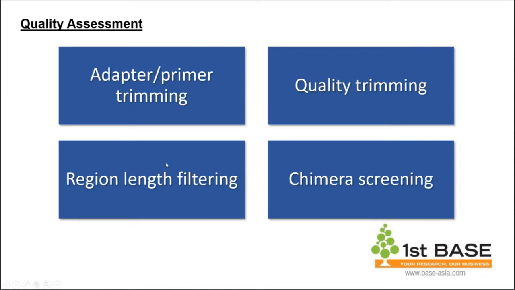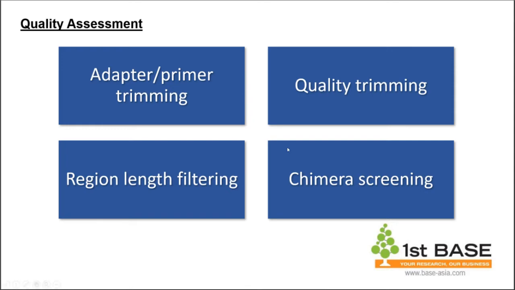The next one is the Chimera screening. A chimera is an artifact sequence, something like a fake sequence that is formed when two biological sequences merge. This can be formed during the PCR process, and it is actually common to have chimeras in your samples because this happens when closely related sequences are amplified. So we also want to remove these sequences before we proceed with the next steps.